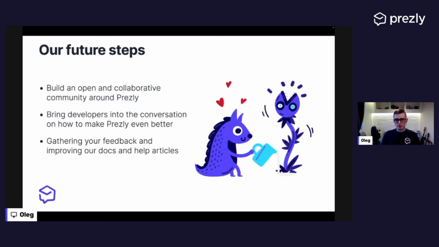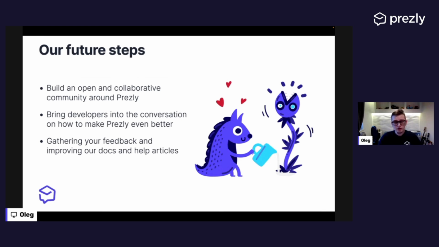And let's talk a bit about the future steps. Some of them Hugo already mentioned. One of the main goals of this project is to build an open and collaborative community around Prezly, and we will continue exploring new solutions and ways to improve your newsrooms even more, and there are really fascinating new horizons that we see ahead of us.